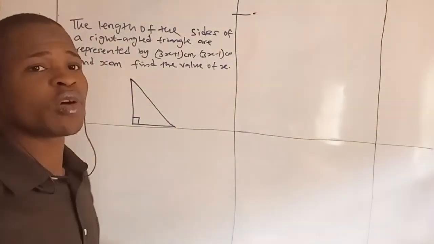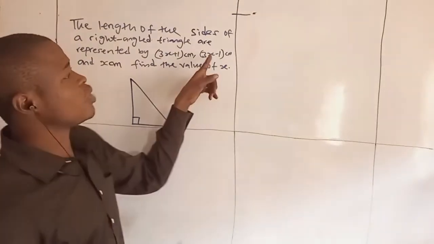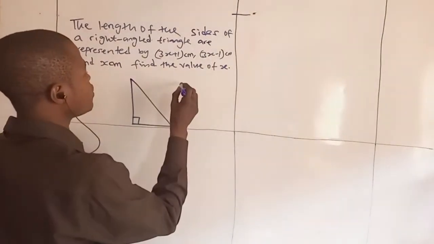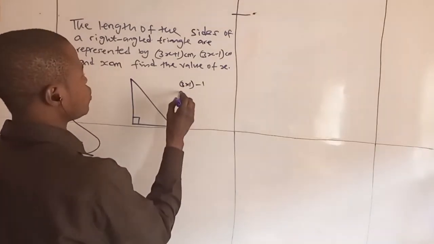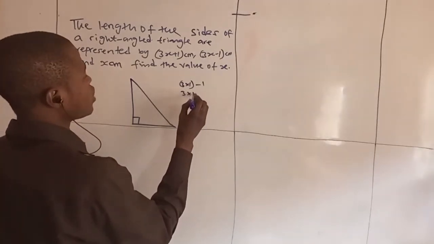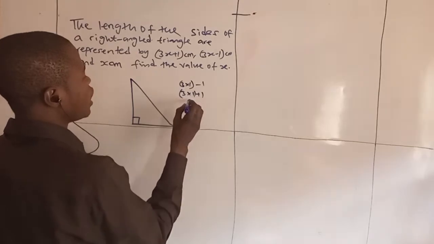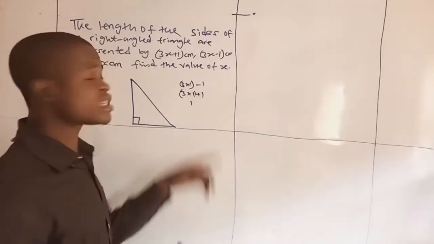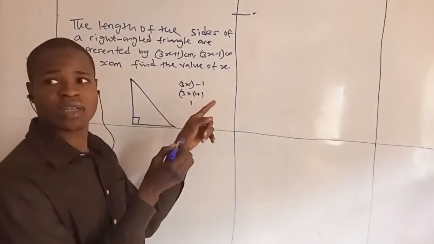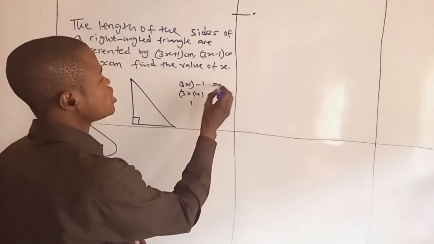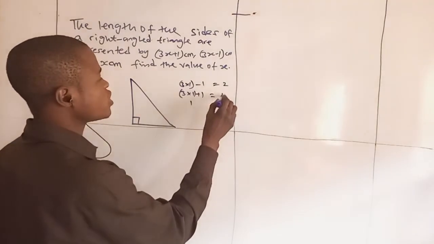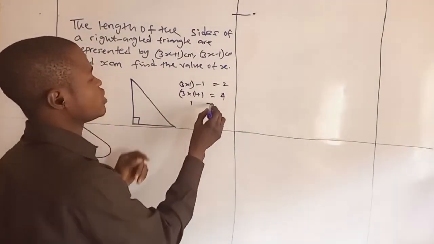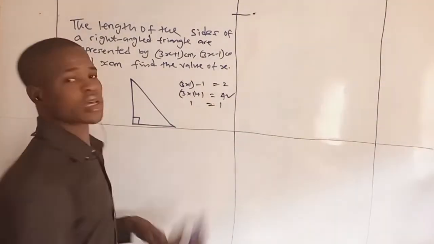So let's assume the value of our x is 1. If the value of our x is 1, we have 3 times 1 minus 1. We have 3 times 1 plus 1, and we have 1. This shows that 3 times 1 gives us 3, minus 1, this will give us 2. We have 3 times 1 plus 1, this will give us 4. And we have 1. So this shows that this is our hypotenuse.